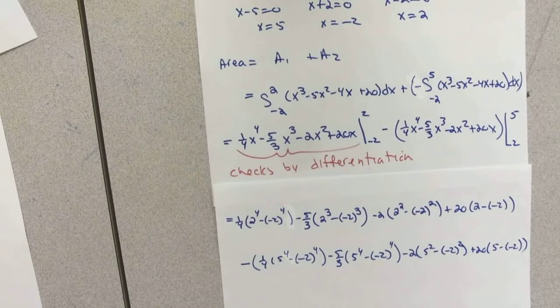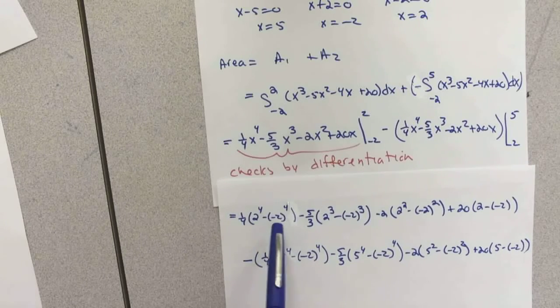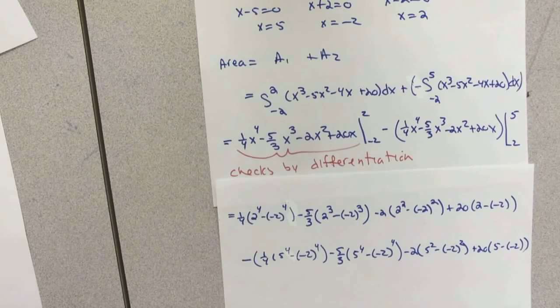Now, one thing I did want to say in my last 15 seconds of this video: when you have a negative number to an exponent, you need to put that negative number in parentheses or your calculator will do it wrong. End of this video.